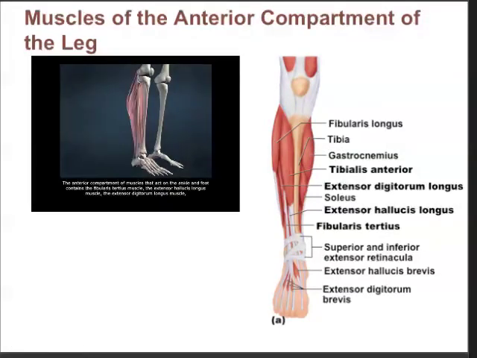The anterior compartment of muscles that act on the ankle and foot contains the fibularis tertius muscle, the extensor hallucis longus muscle, the extensor digitorum longus muscle, and the tibialis anterior muscle. The fibularis tertius muscle originates on the medial lower one-third of the fibula and the interosseous membrane, and inserts on the dorsal surface of metatarsal 5.